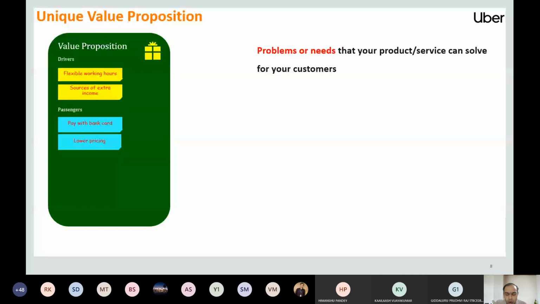Next, value proposition. What value will you be adding to the customers, or what problem are you trying to solve by your product or service? In this case, there are two customers, drivers and passengers. Drivers want flexible working hours, and they always look for some extra income, because they are driving their own vehicle, or sometimes it can be a hired vehicle. They don't want to drive 8 or 12 hours continuously. Whenever they feel like going for a ride, they can choose.